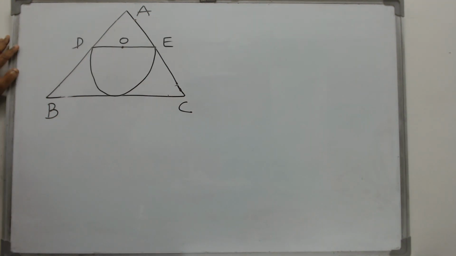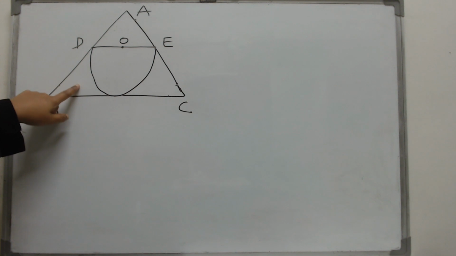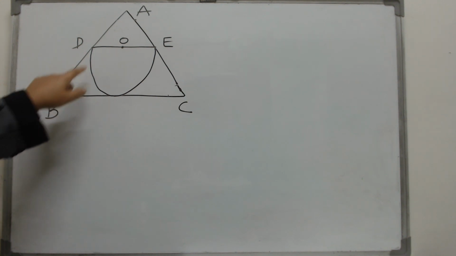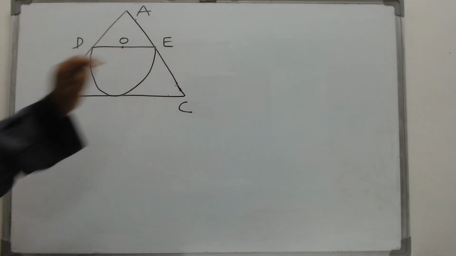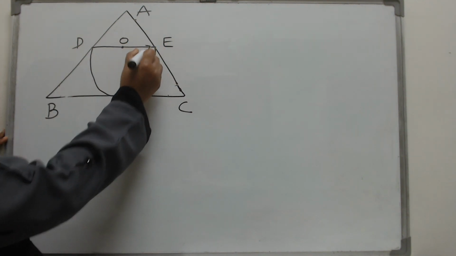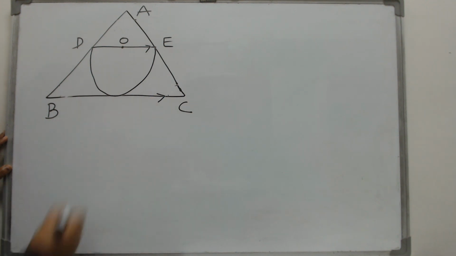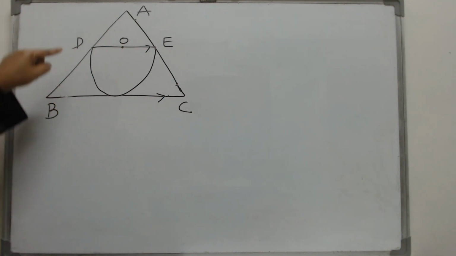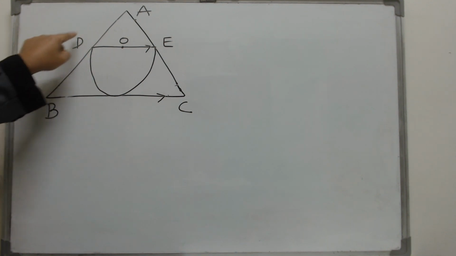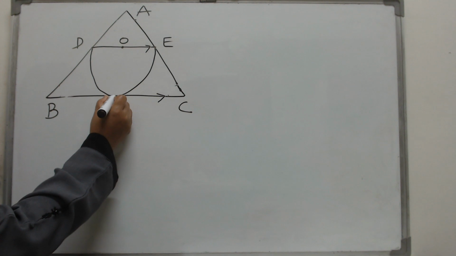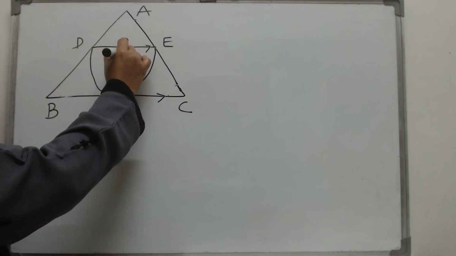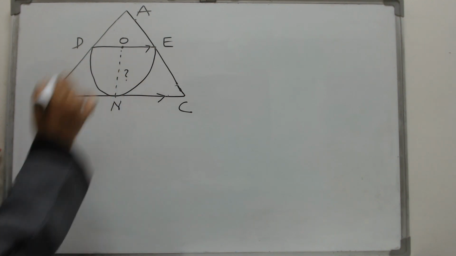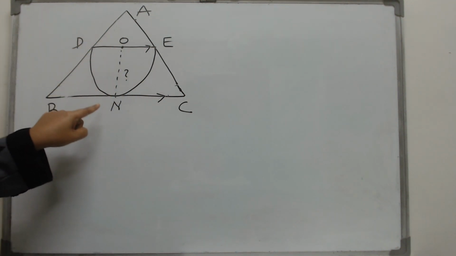Now, what else is given? Inscribed inside this triangle is a semicircle with center at O and diameter DE. Not only that, DE is going to be parallel to BC, and there are 3 points of contact between the semicircle and the triangle. We have D, we have E, and let me name this point as N. What we need to find is the measure of the radius, the line segment ON.